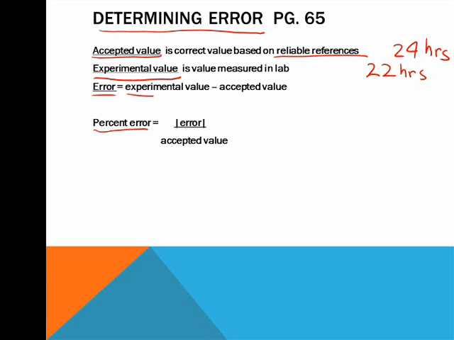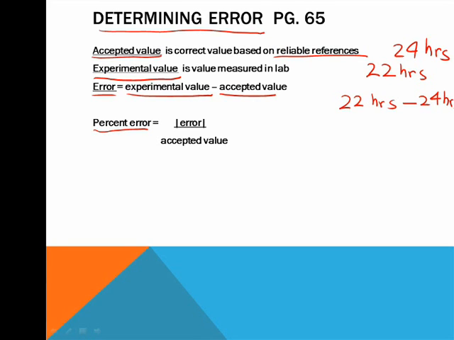Now the error is your experimental value minus the accepted value. So the experimental value I had was 22 hours. I subtracted 24 hours. So the error is negative 2.